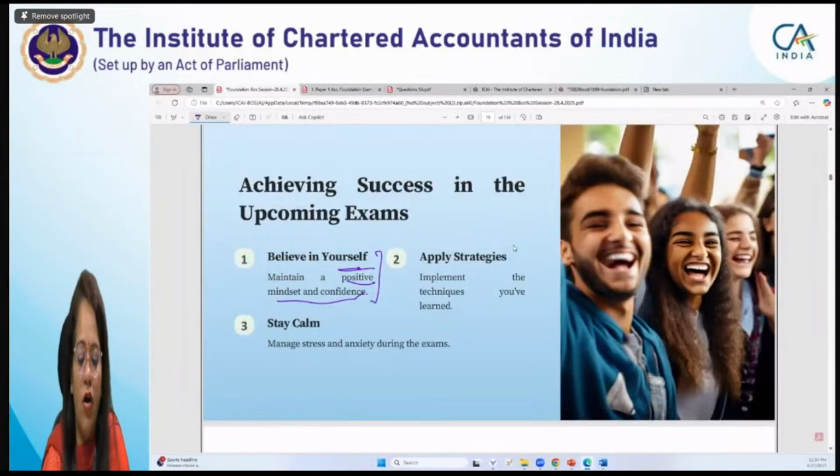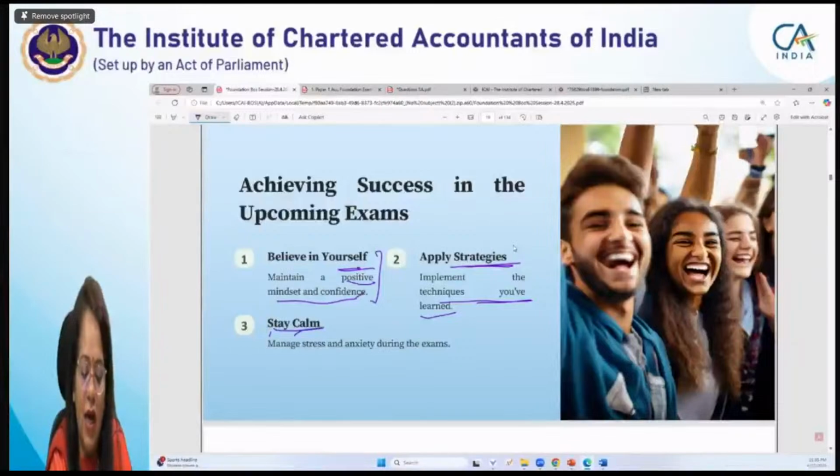Pray to God, whosoever you believe, at the time of your examination or on a regular basis. Give yourself some time, 10 to 15 minutes on a daily basis. Pray to God. Give yourself some time and then go and perform in your paper. Apply strategies. This I'll be telling you. Implement the techniques you have learned. What techniques? How to solve that question quickly.